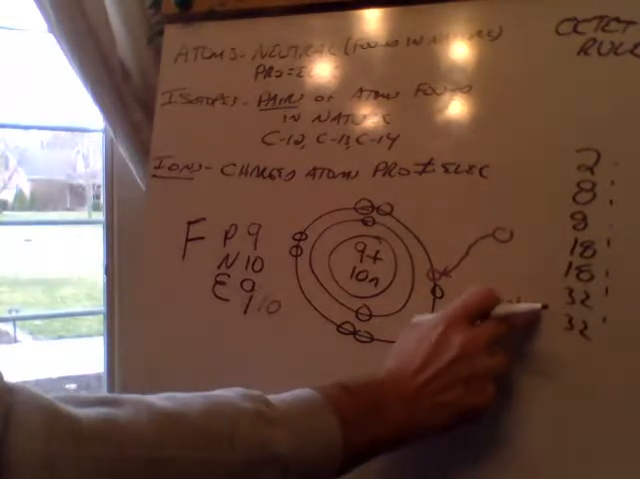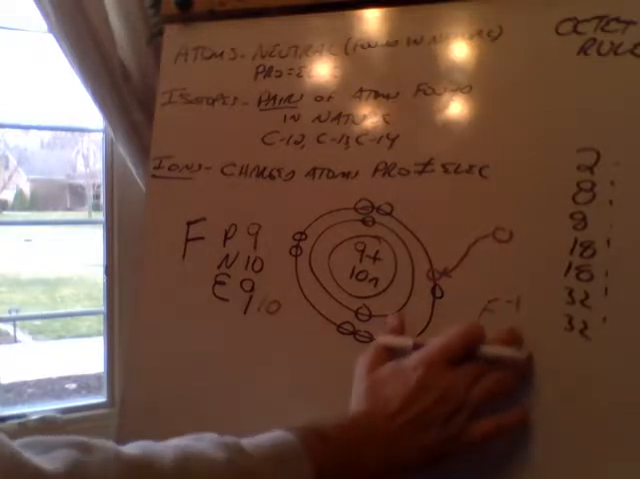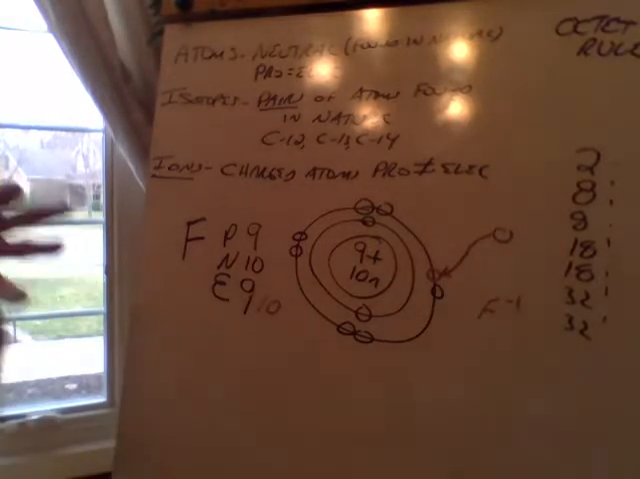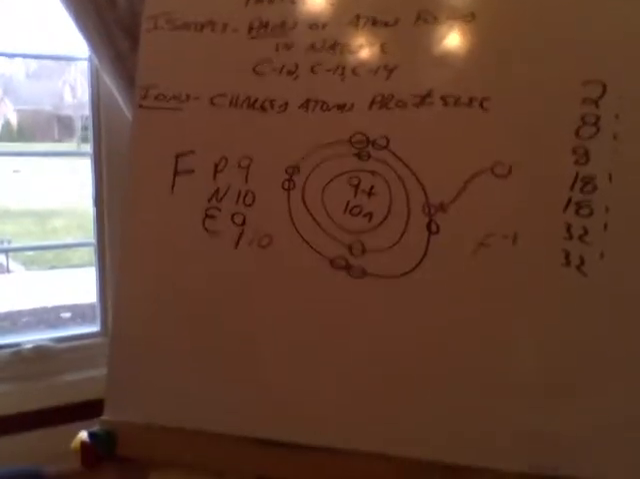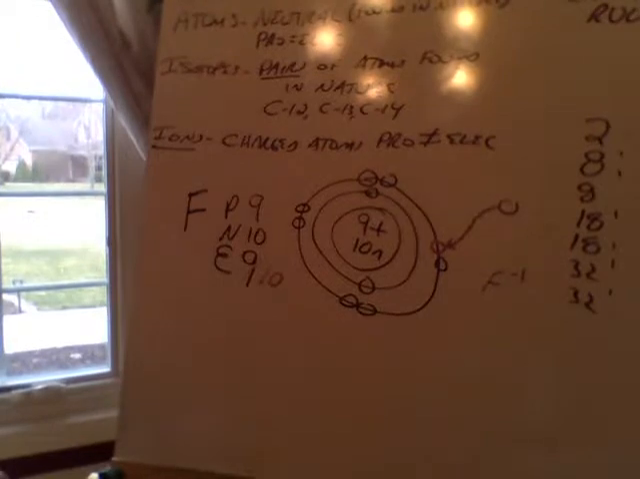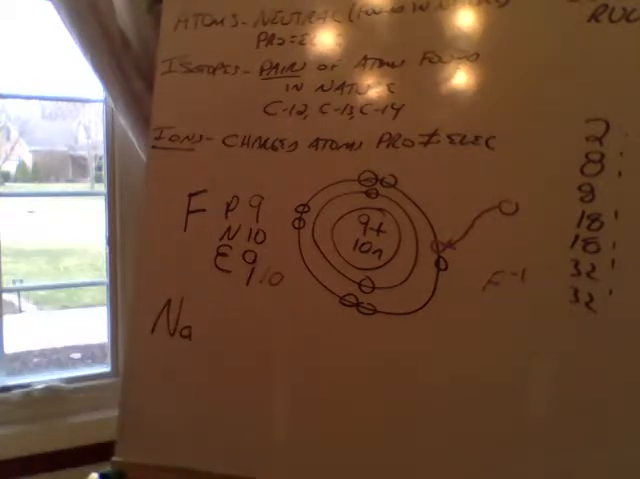Do you remember what kind of ion that is with a negative charge? It's an anion. So this is how fluorine makes itself happy. It's happy, stable, content, perfect. But where does it get one of these from? I'm going to tilt this down just a little bit. Where does it get this from? It gets it from sodium.